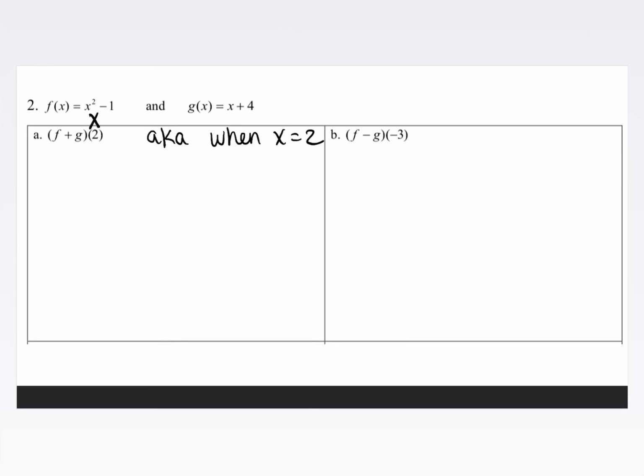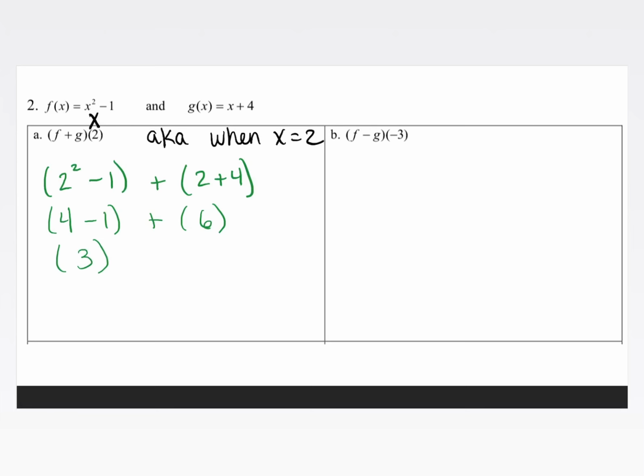If we want to add our two functions together, we would have 2 squared, because again we're plugging in 2 for x, minus 1 plus 2 plus 4 for f plus g of x, or f plus g of 2 in this case. Now we can simplify. 2 squared gives us 4, and 2 plus 4 gives us 6. 4 minus 1 is 3. 3 plus 6 is 9.